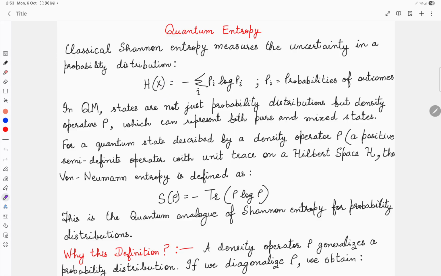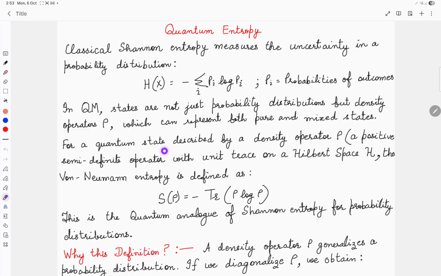Analogous to classical entropy, we have quantum entropy. In quantum mechanics, states are not just probability distributions but density operators. So we represent the states of quantum systems using density operators, and we also know that density operators can represent both pure and mixed states. The density operator has to be positive semi-definite with unit trace on a Hilbert space H. These are the characteristics of the density operator.